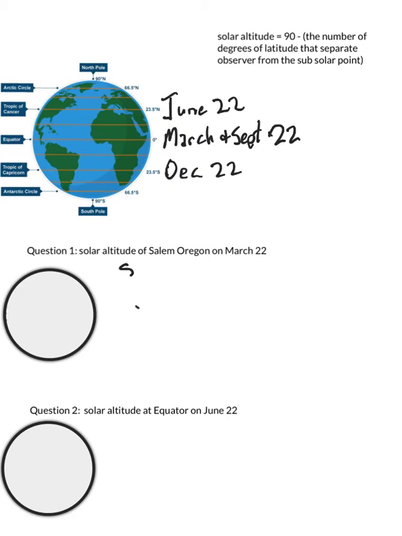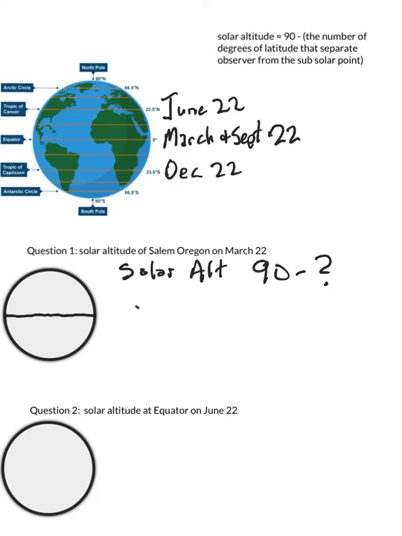We're going to have the solar altitude is 90 minus something, okay? And so let's draw in a few lines on this globe. March 22nd, where is the subsolar point at? If you look at the diagram we just did above with the globe, we can see that the subsolar point is located on March 22nd at the equator. So we'll just draw in the equator here, and that's where the subsolar point is.